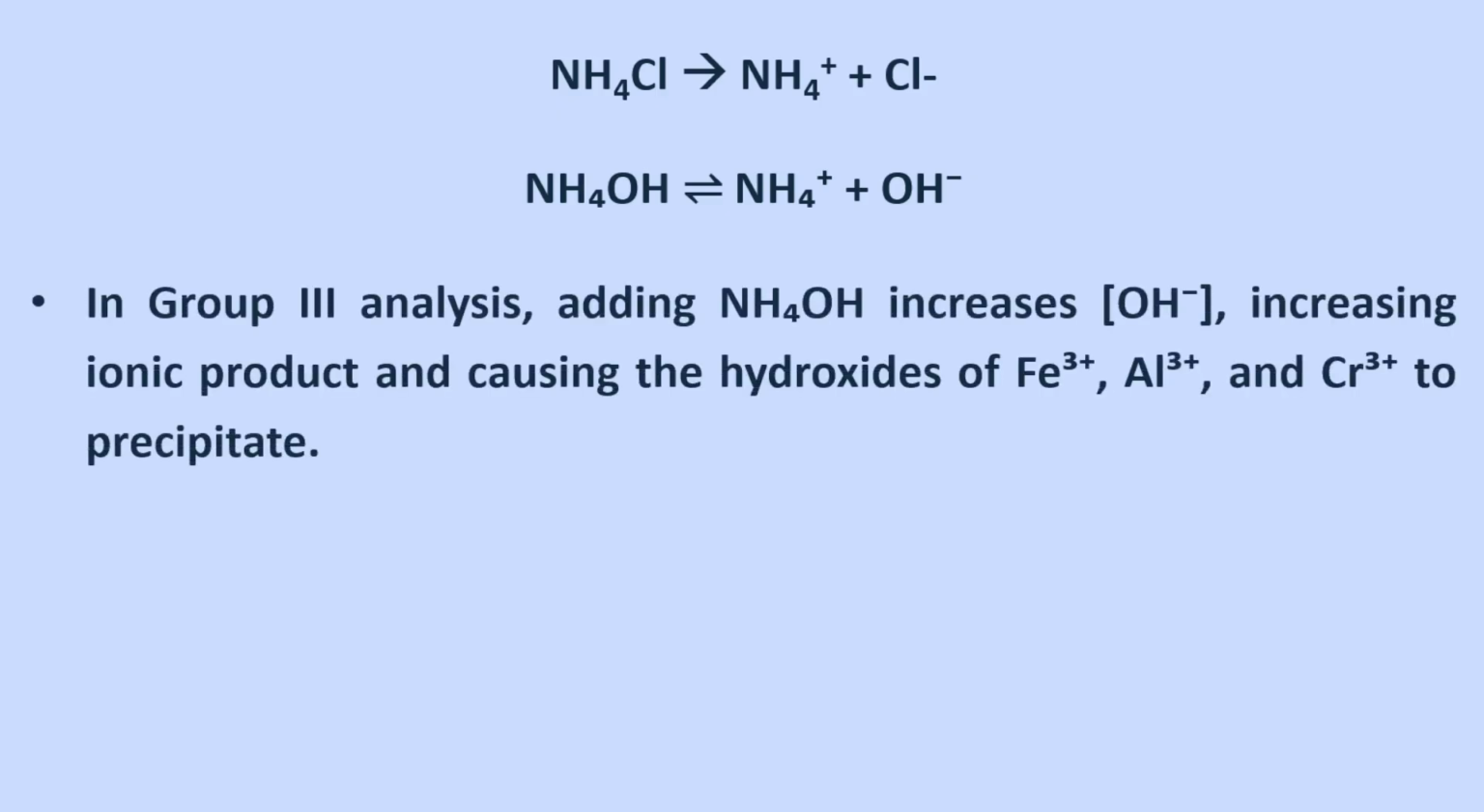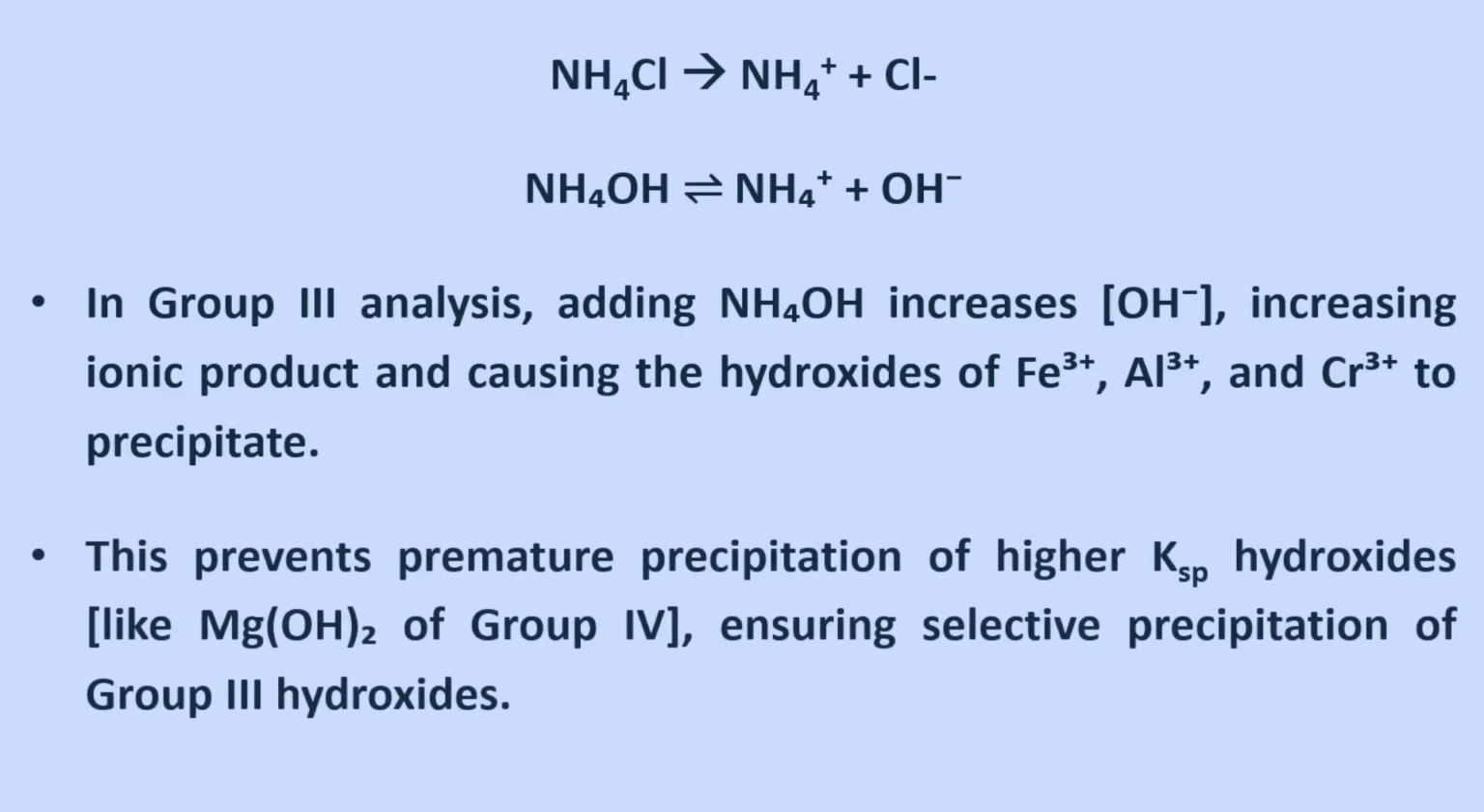Now when we add ammonium hydroxide, the slight increase in hydroxide is just enough to precipitate iron, aluminium and chromium as their hydroxides. But of course it is not enough to precipitate the hydroxide of metals from the next group, like magnesium hydroxide. This controls the precipitation and ensures that we can selectively separate group 3 cations without interference from the other groups' metal ions.